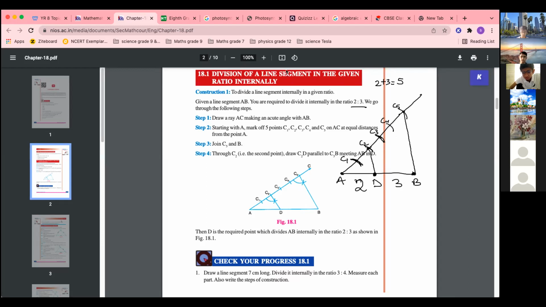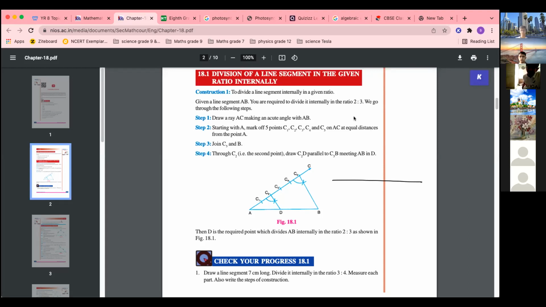So the first step is to draw the line. Measurement is given. Then add the ratios. So it is 5, so you will draw an acute angle and cut 5 equal arcs. Okay, from here to here, here to here, here to here. So 1, 2, 3, 4, 5.